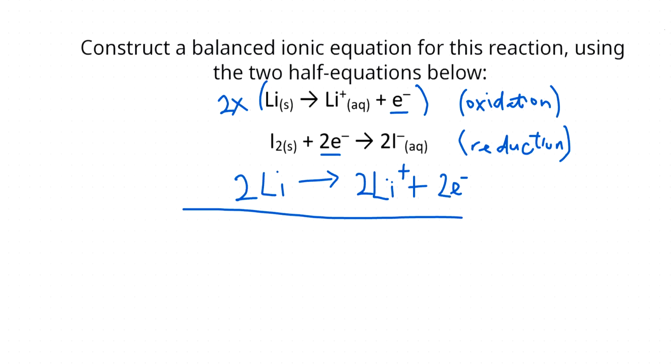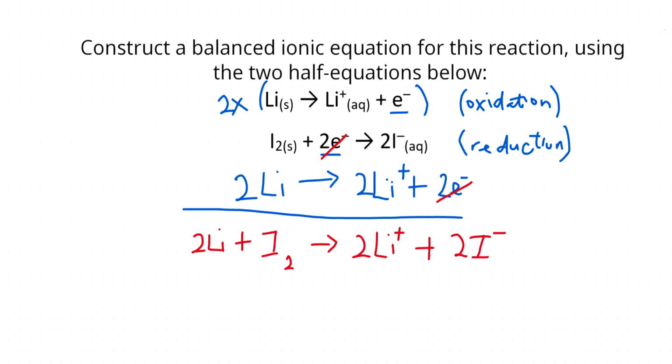All we have to do is to cancel out the electrons first. And then we write the remaining parts of the equation there. So here we have 2 moles of lithium plus the iodine, which is in solid state, to give us 2 moles of the lithium ion plus 2 moles of the iodide ion. And this gives us the balanced ionic equation.